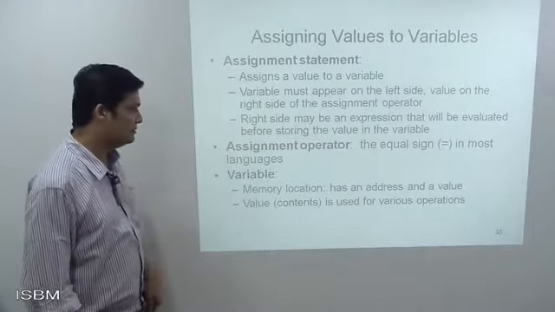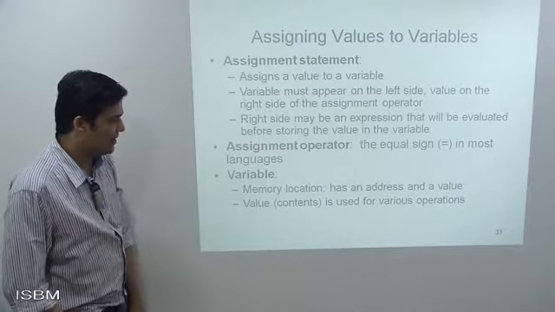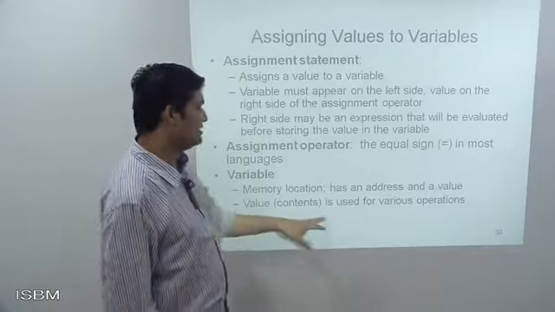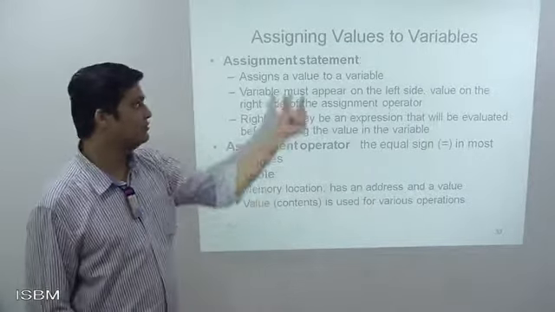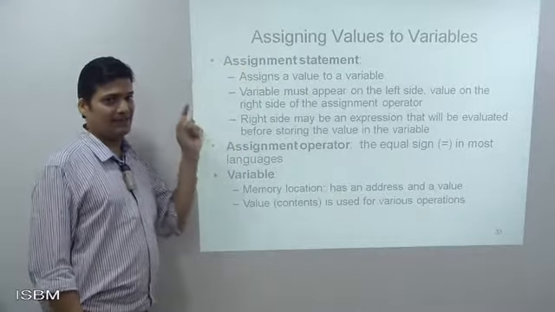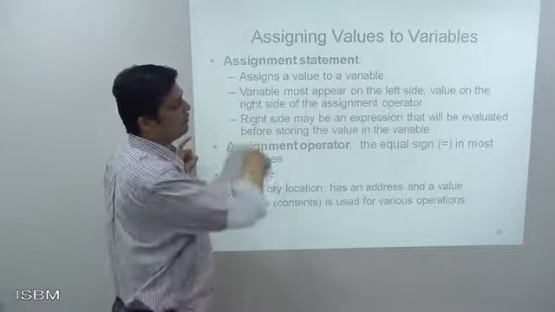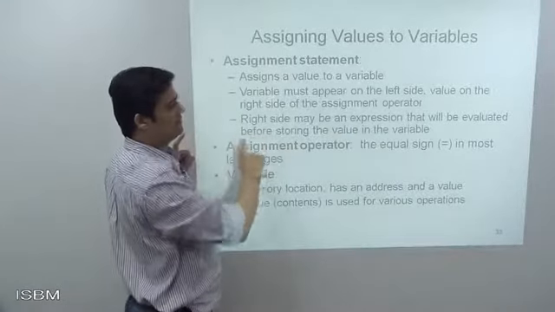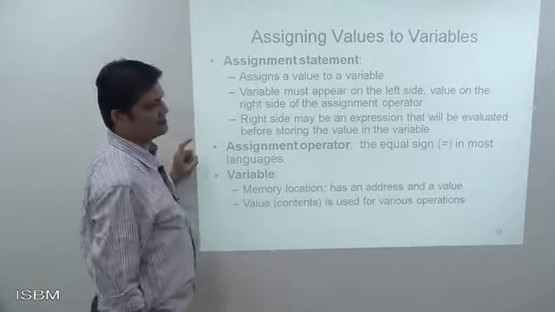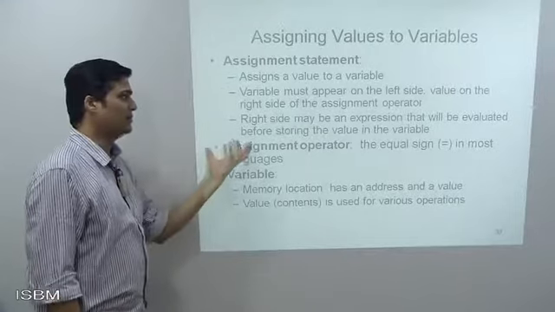Then the variable is a memory location, which has an address and a value. The value is used for various operations. That value you can use for various operations. So always remember, when you assign any value to a variable, the value is always on the right side and the variable is always on the left side, and there must be a single assignment sign, which is the equal sign. That's why 5 will be assigned to that particular variable.